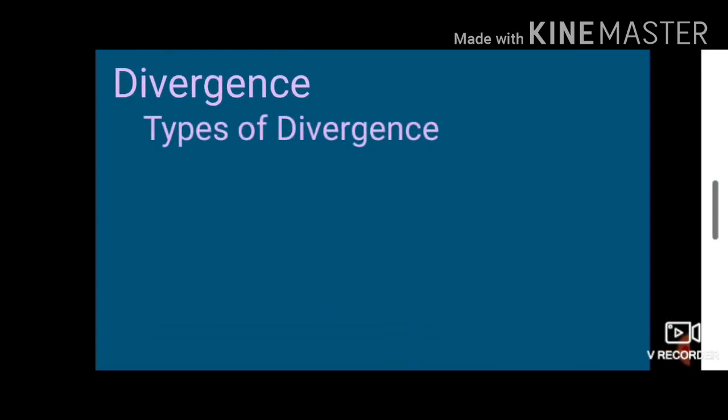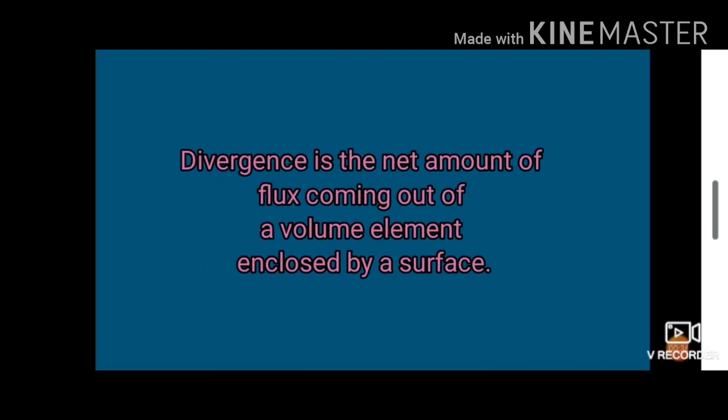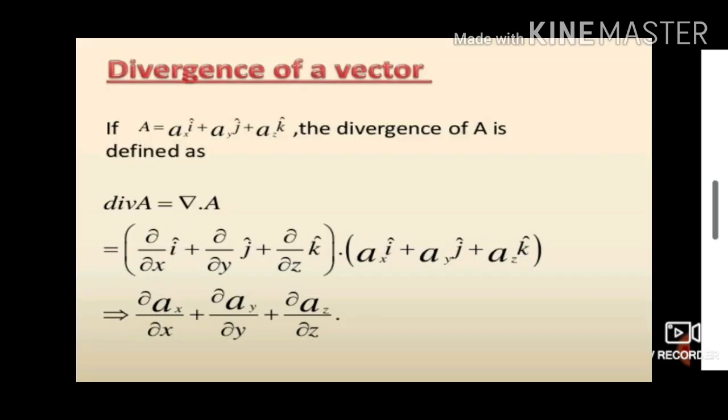So in this video we learned divergence, its types, an example of divergence of a vector field, and the physical significance of divergence. Let us see it shortly. The divergence is the net amount of flux coming out of a volume element enclosed by a surface. If we have a vector A bar and a del operator expressed as i cap dou by dou x plus j cap dou by dou y plus k cap dou by dou z, then the dot product of del and A bar is known as the divergence of the vector field A bar.